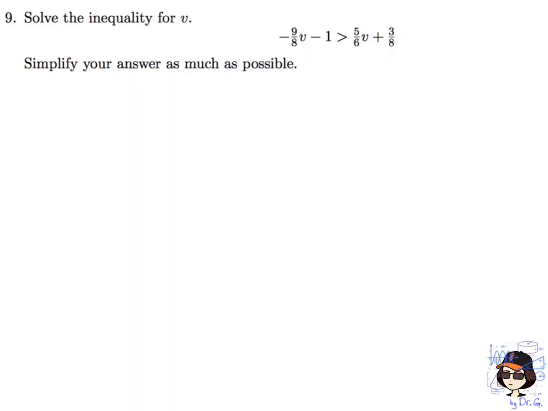Okay, let's go on to number 9. So number 9, we're solving an inequality for the variable v. So it's a simple linear inequality. Simplify your answer as much as possible. So notice all those fractions and minus signs. So I strongly recommend getting rid of the fractions.